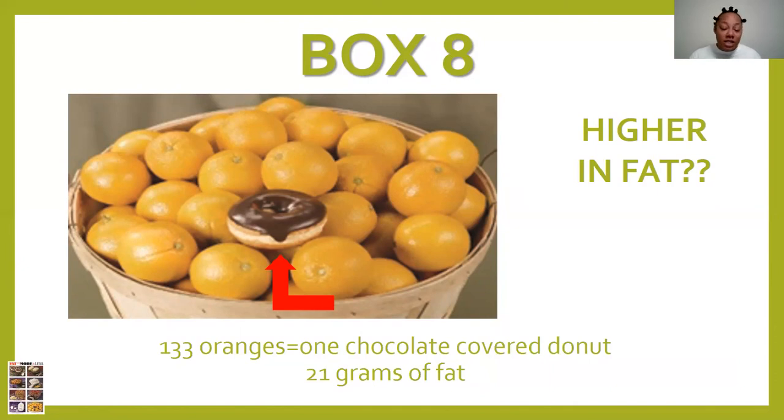And why is that? Because just that one donut is 21 grams of fat, versus 133 oranges that is also 21 grams of fat. Are we going to eat 133 oranges? No. Are we going to consume one chocolate covered donut? Yes. So do we see why that's higher in fat? Because we're consuming that small amount and getting so much fat from it, versus 133 oranges that have the same amount of fat. Does that make sense? Hopefully I didn't lose anybody, but let's keep going.